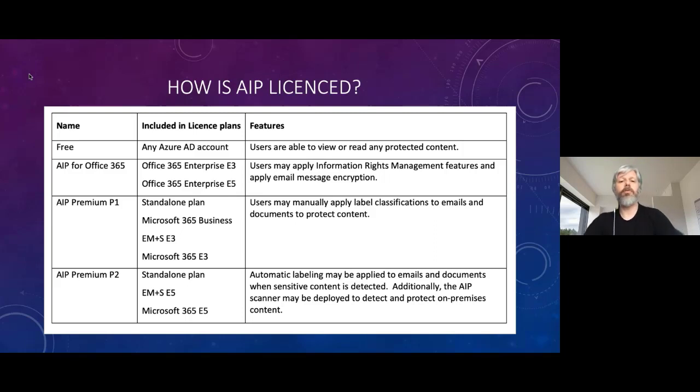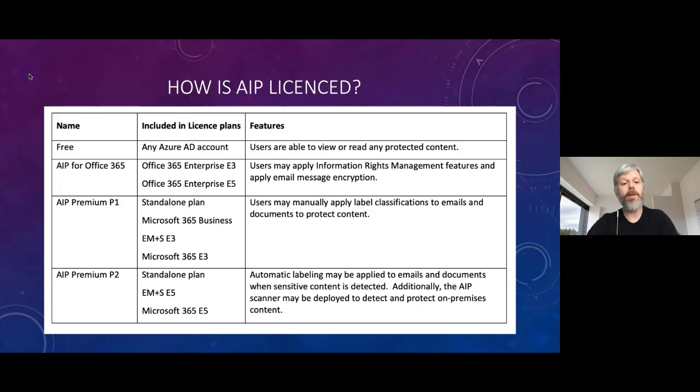Then we move up to AIP for Office 365, included in O365 Enterprise E3 and E5 plans, and users may apply information rights management features and apply email message encryption. Then we have AIP Premium P1, either as a standalone plan, included with Microsoft 365 Business. It was great when it was included in that licensing choice. EM&S E3 and Microsoft 365 E3, and with this, as we've already alluded to, users may manually apply label classifications to emails and documents to protect their content.